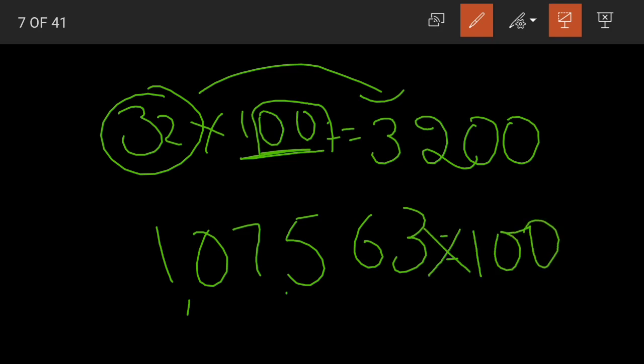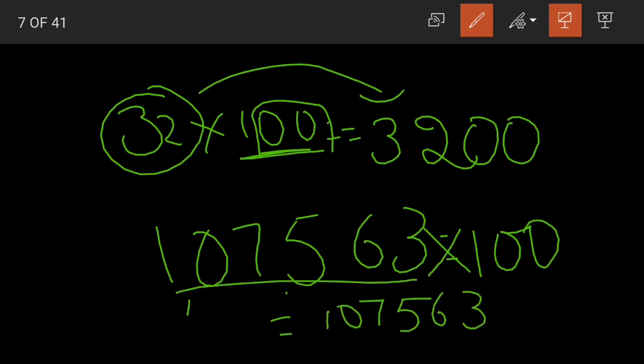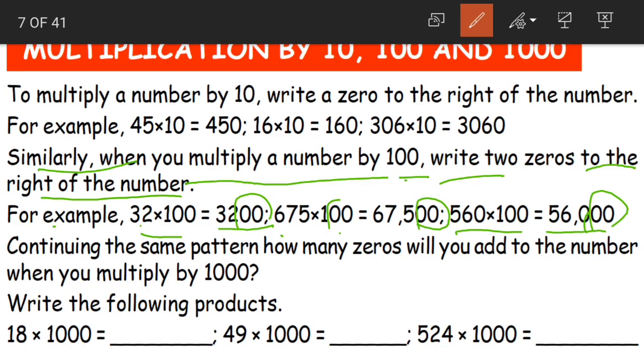1,07,563 into 100 is equal to, again write the number as it is, 107,563. After that place 2 zeros. 100 is having 2 zeros, so place those 2 zeros to the right of the number. Clear children? Multiplying with 100.